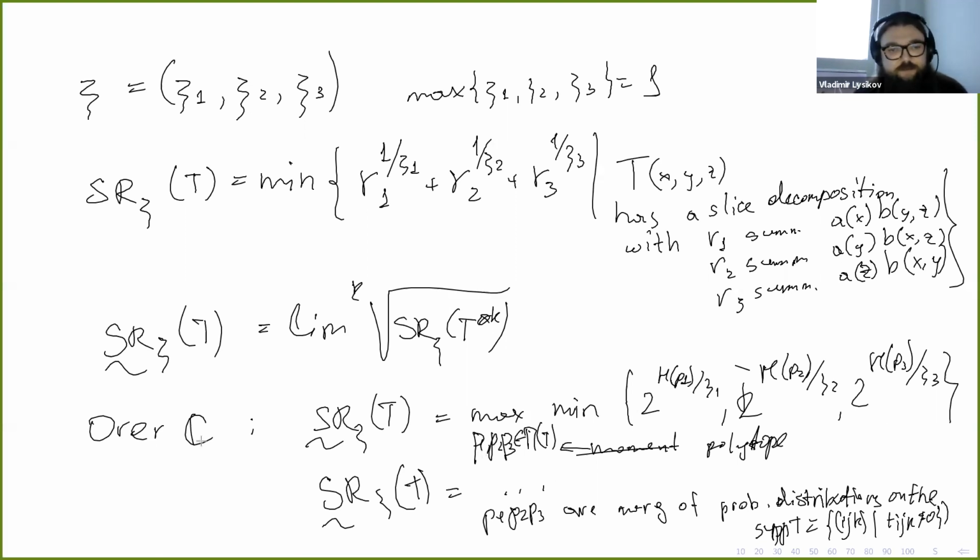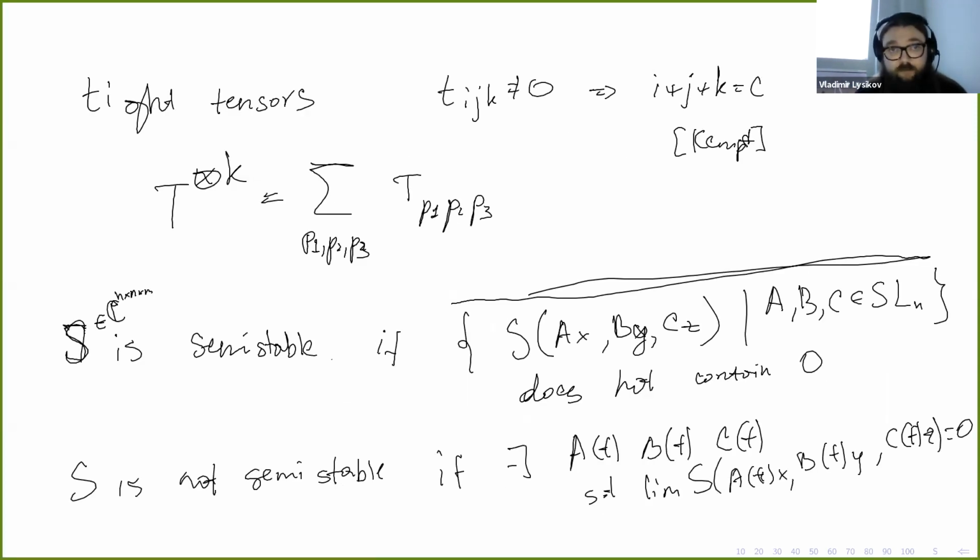And this result over complex numbers is proven actually in the same way, except we use a different decomposition, which is related to the representation theory of the general linear group. And then we can prove that the blocks that we get are semi-stable and their size is approximately governed by the entropies of some probability distributions.